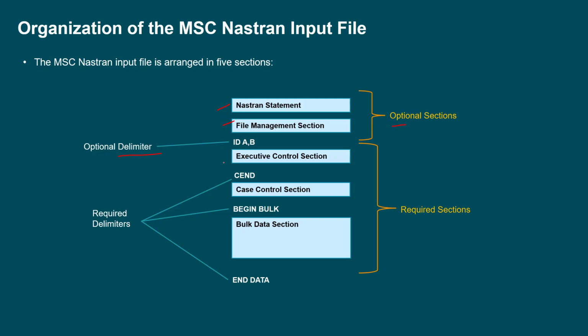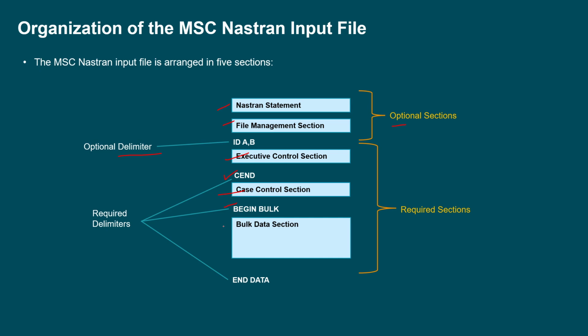The first required section is the executive control section. Here we define what solution type we are trying to run, whether it is linear static, dynamics, normal modes, nonlinear, etc. Followed by the entry CEND, which is nothing but a transition into the case control section. In case control, we define load, boundary conditions, data requests, things like that. And then we have the BEGIN BULK delimiter, where we have the actual model.